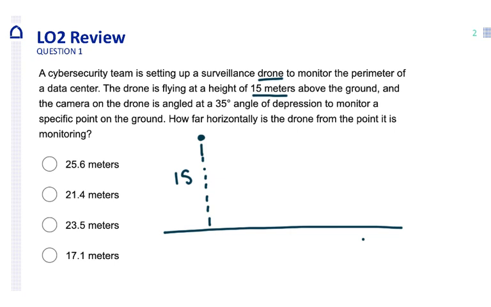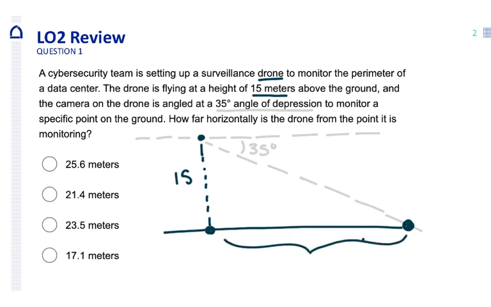And it says there's a camera on the drone that is angled at a 35-degree angle of depression. Remember, when they say angle of depression, they are talking about going down from the horizontal. And so they're saying this angle is 35 degrees, the angle of depression. And how far horizontally is the drone from the specific point on the ground? Well, there's the point on the ground. The horizontal distance is this distance. We want to figure that distance out.